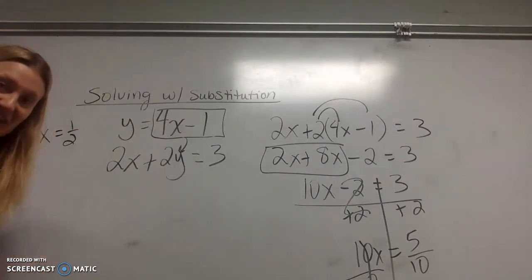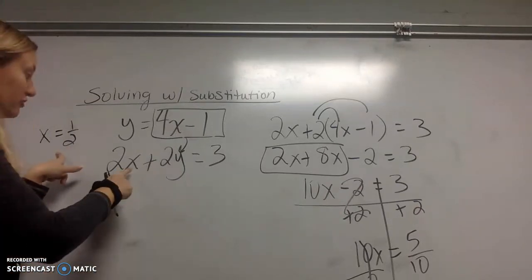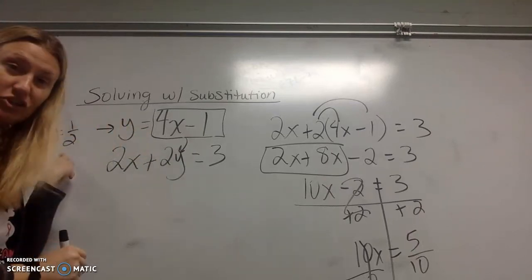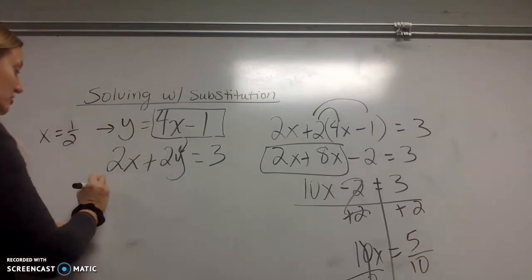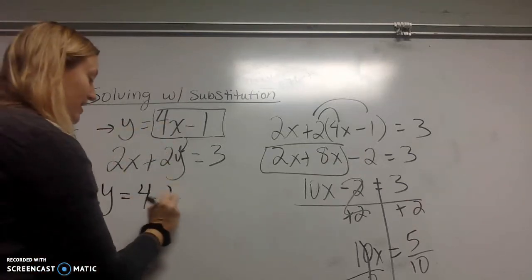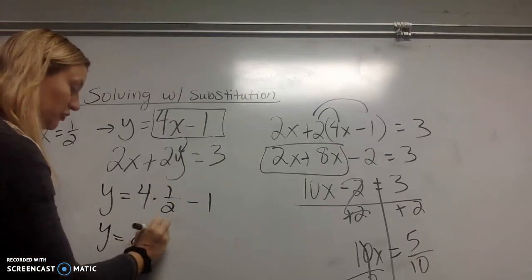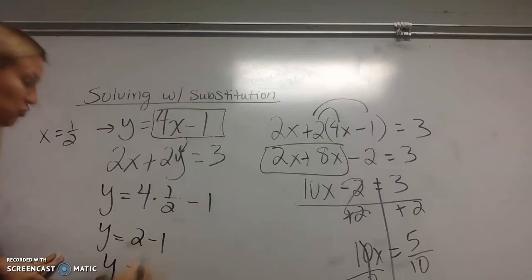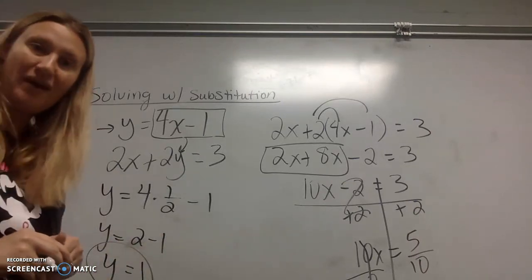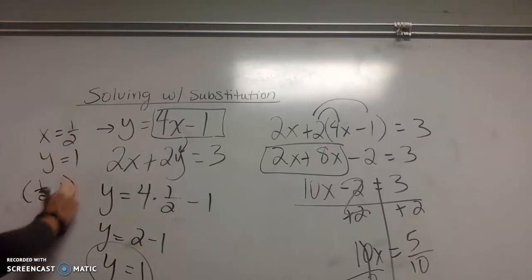However, I still need to find y. So what I'm going to do is take 1/2 and plug it in for x here in this equation or this equation. Again, that equation is going to be a lot easier. So I have y equals, instead of 4 times x, it's going to be 4 times 1/2 minus 1. Half of 4 is 2, and 2 minus 1 is 1. So y equals 1. And that is how you can solve. So again, these would cross at the coordinate point 1/2, 1.